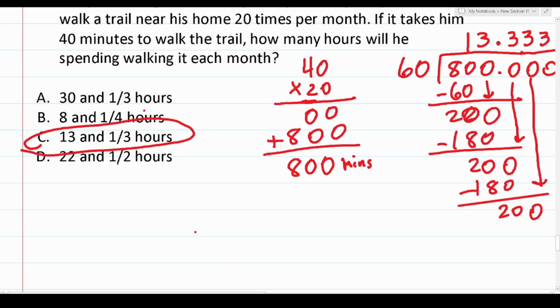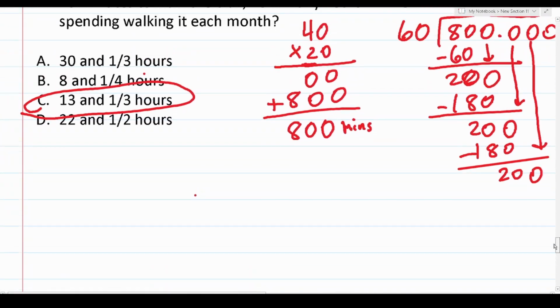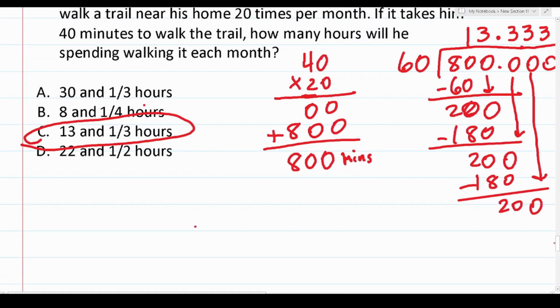Okay. All right, so that's that one. Again, to go from minutes to hours, you divide by 60. To go from hours to minutes, you multiply by 60.